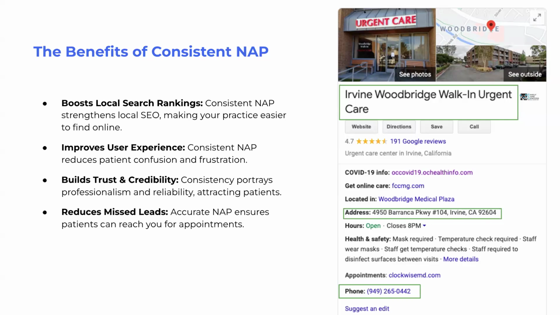So imagine a patient searching for you online after seeing a great review for a specific treatment. They found your practice listed on Google, but the phone number displayed is different from the one on your website. Now they're unsure which number to call, and they might even get discouraged from booking an appointment altogether. With consistent NAP, this confusion is completely eliminated. Patients can easily find accurate contact information across all platforms, allowing them to schedule appointments quickly and efficiently.